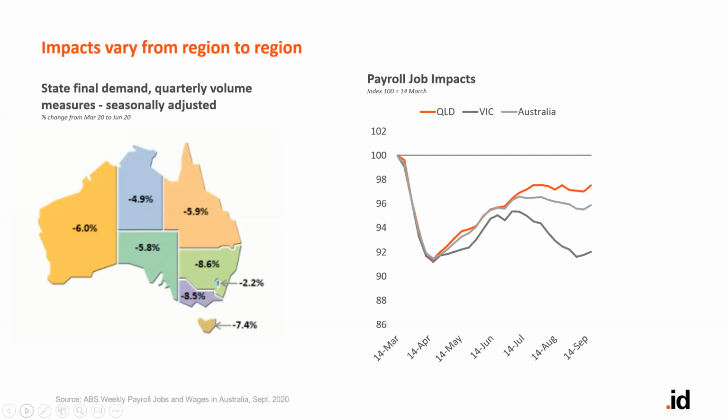When we look at our payroll job impacts, though, on the right side of the screen, we can see that Queensland's almost or starting to creep back up to our pre-COVID levels. So we're well and truly into recovery, whereas we look at Victoria, which is the bottom line, and we can see how far away from recovery Victoria is.